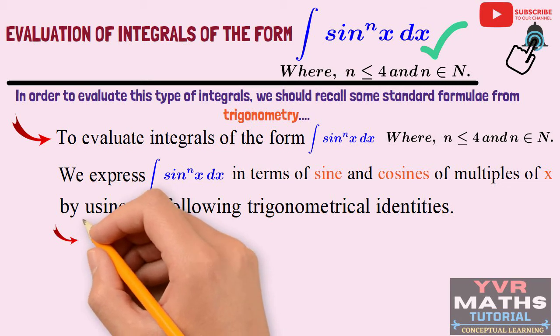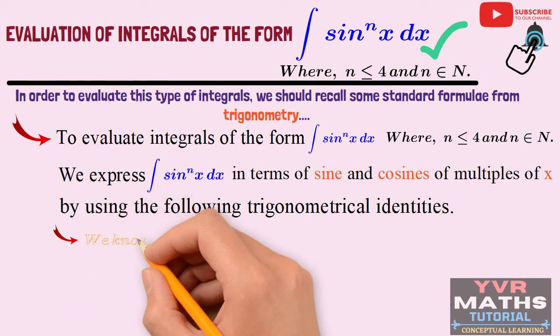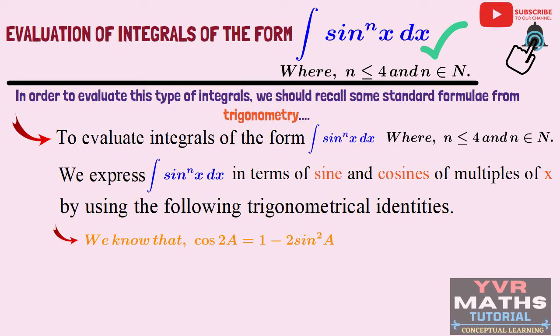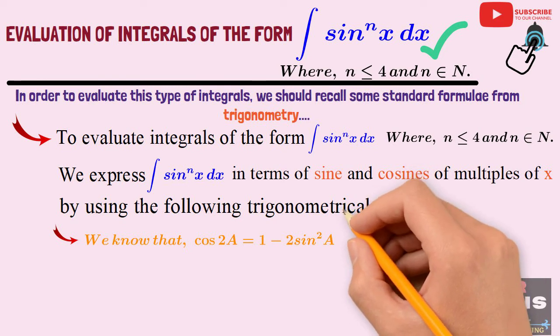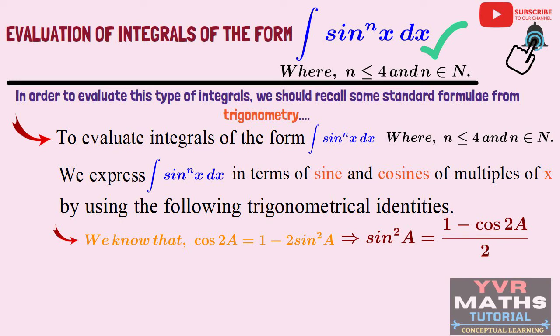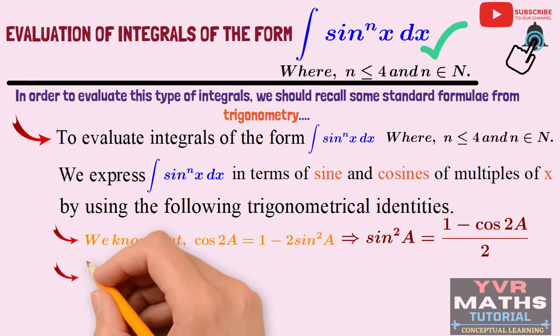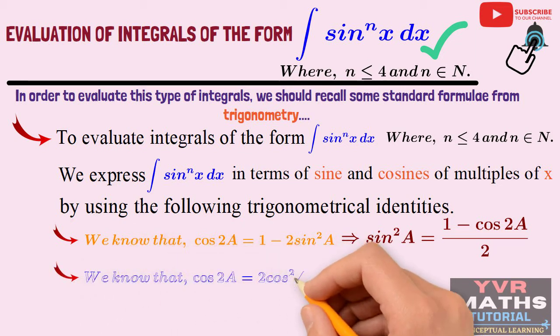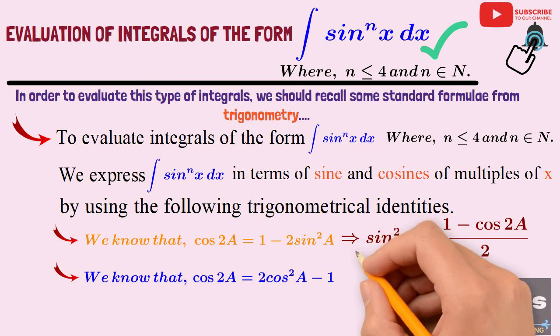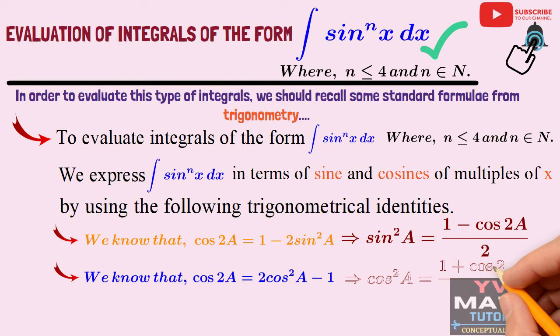From 11th standard trigonometry, we know that cos 2a is equal to 1 minus 2 sin square a. By using this formula, we can write sin square a. So what is sin square a? Sin square a is equal to (1 minus cos 2a) by 2. From the same cos 2a, we will get one more formula. We know that cos 2a is equal to 2 cos square a minus 1. By using this formula, we can write cos square a. So what is cos square a? Cos square a is equal to (1 plus cos 2a) by 2.